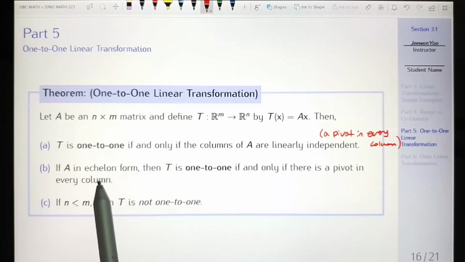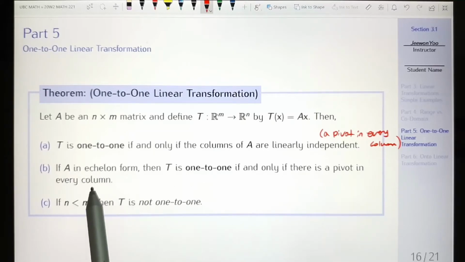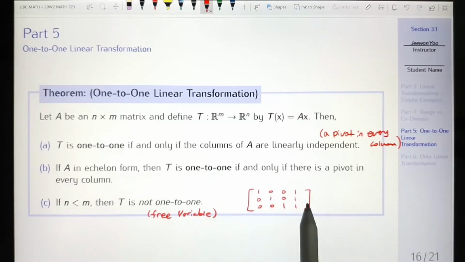And part B is exactly the same as what I just said. T is one-to-one if there is a pivot in every column. And this one is so clear, isn't it? If the number of columns is more than number of rows, then T is not one-to-one because we have a free variable. Something like this. If number of columns is more than number of rows, we must have at least one free variable.